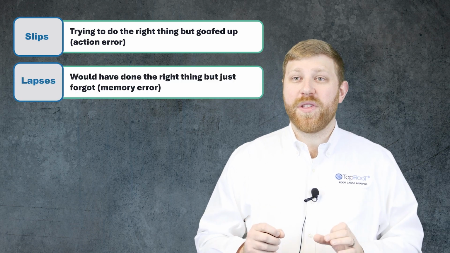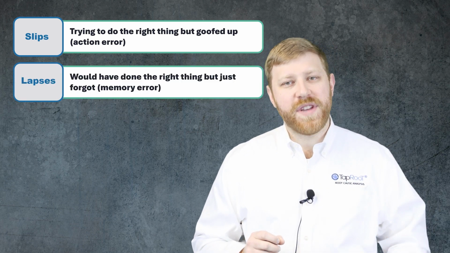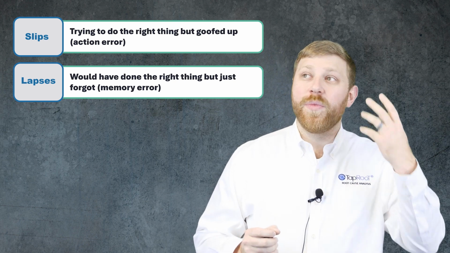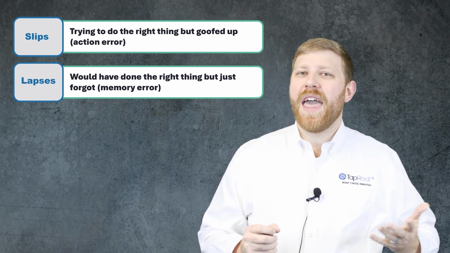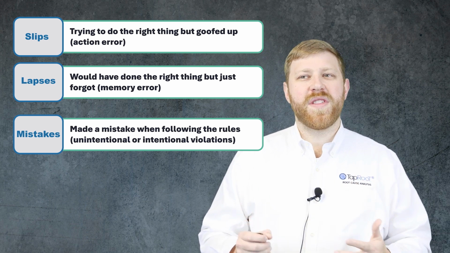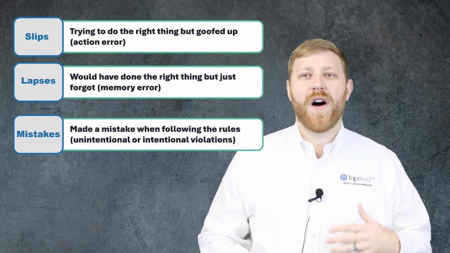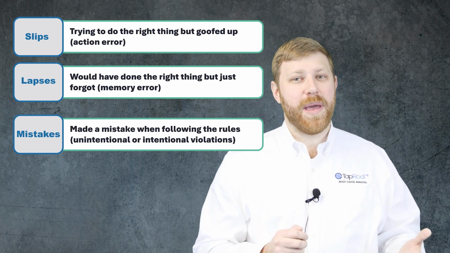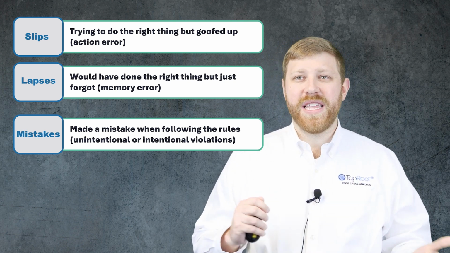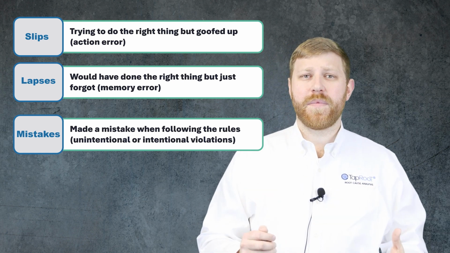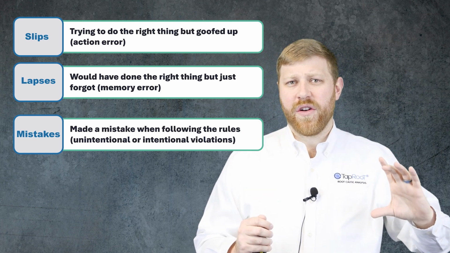You also have lapses, when someone would have done the right thing, but they just forgot. It's kind of a memory error. Oops, it slipped my mind. And then you have mistakes. This is when somebody makes a mistake when following a rule. Maybe that's unintentional or intentional, maybe like a violation. So anytime somebody breaks a rule, that would kind of fall in the mistake. That's kind of the active errors portion of this.